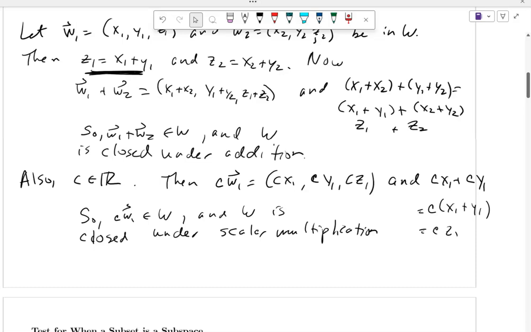So we showed that it's closed under addition. We showed that it's closed under scalar multiplication. Hence, W is a subspace of V. And our V in this case is R3. So I'll write it as R3.